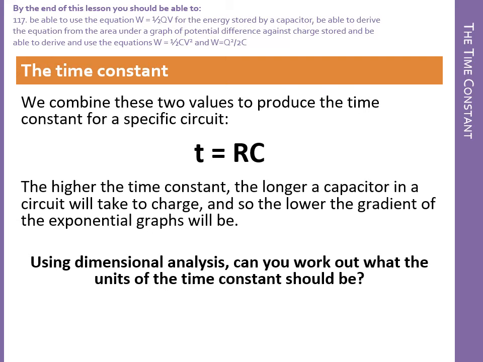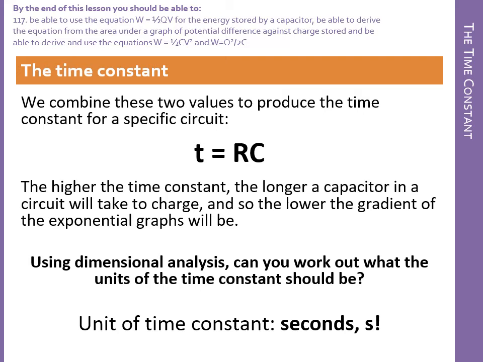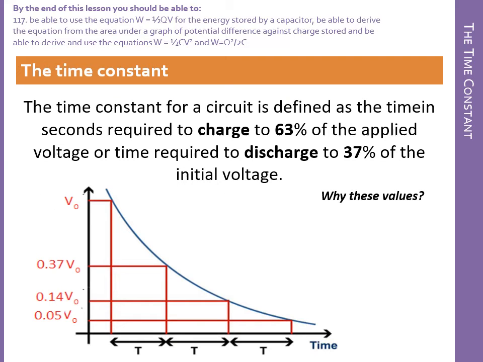Obviously, this is the time, so the unit for the time will be seconds. Okay, the time constant. There is some value for that. We say that the time constant for a circuit is defined as the time in seconds required to charge to 63% of the applied voltage. It means whatever voltage you have applied across the capacitor plate, it will take 63% to charge that type of voltage.